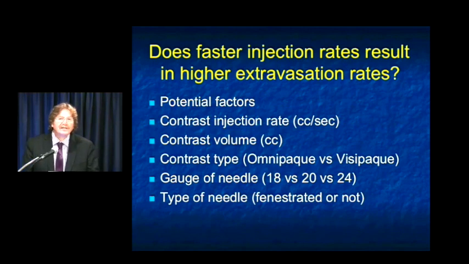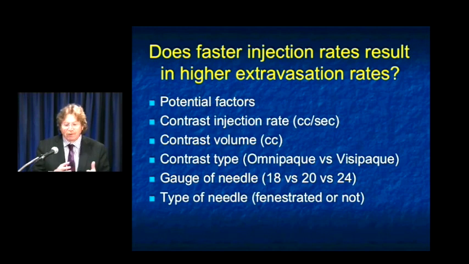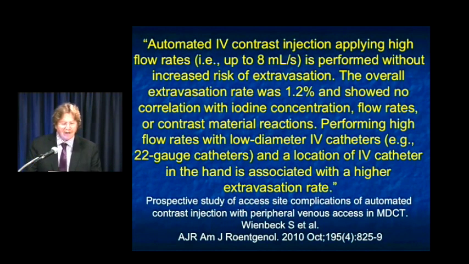Now, people do ask, does faster injection rates result in higher extravasation rates? There are a number of different questions that people ask, but the answer really isn't the rate of injection. It's really where you put the IV, how good you are at starting the IV, and how careful you are with the patient. But there are a number of different factors. This article by Wiedbach looked at some of the things that affect extravasation, and they showed that performing high flow rates with low diameter IV catheters, which means 22 gauge, and the location of an IV catheter in the hand was associated with higher extravasation rate. And that's a very good rule.